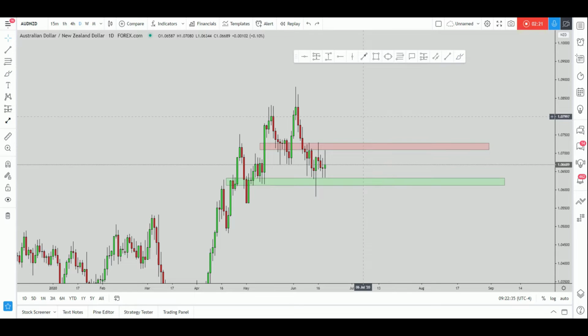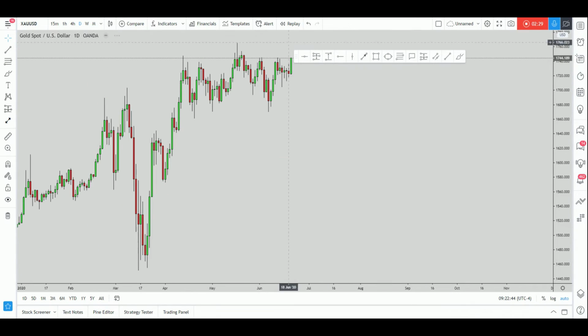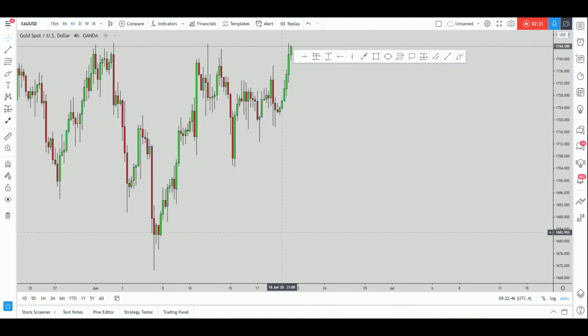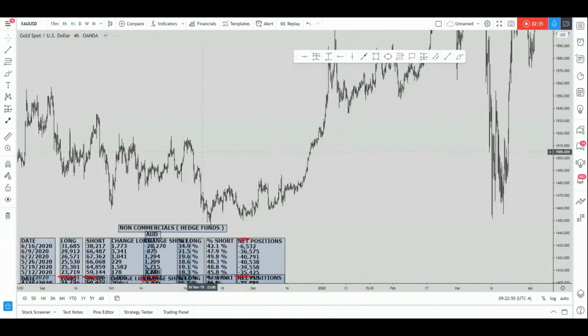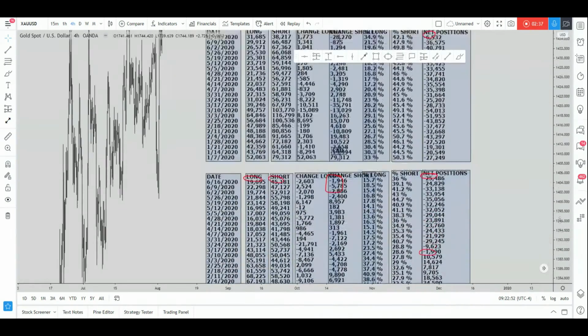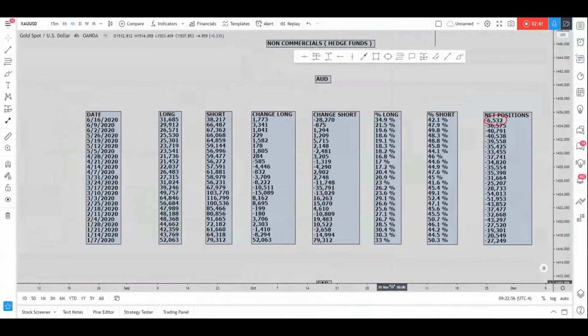Now, before I show you how we will be approaching this situation with students, let's go and see what kind of point of view we can get from checking the COT data, so the commitment of traders. What big banks and institutions are currently doing on the AUD and what they're currently doing on the NZD.